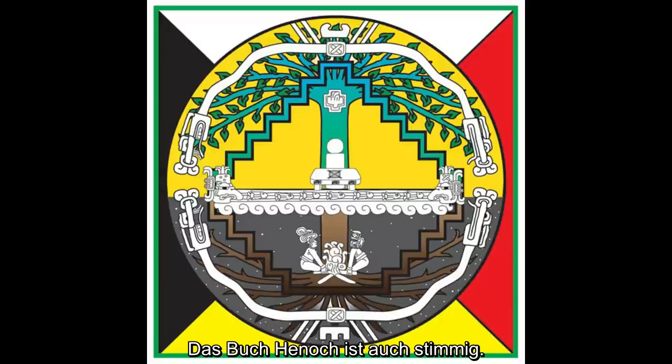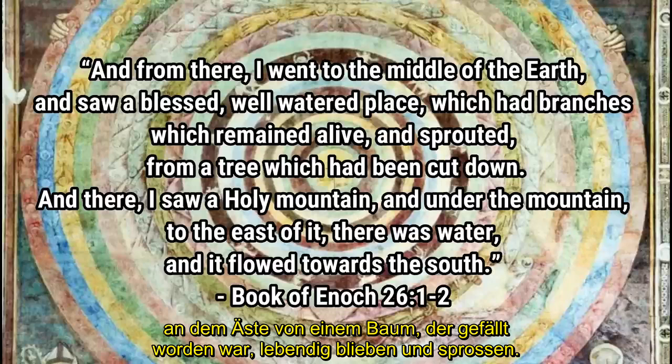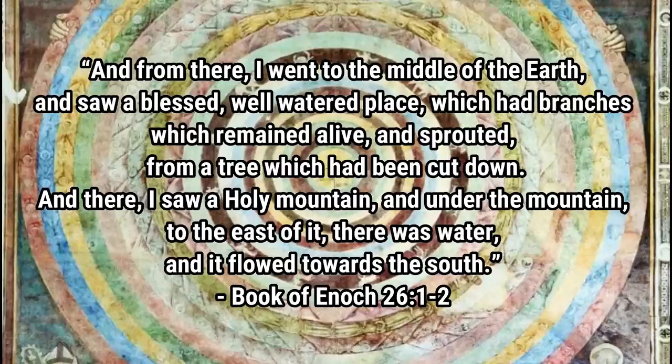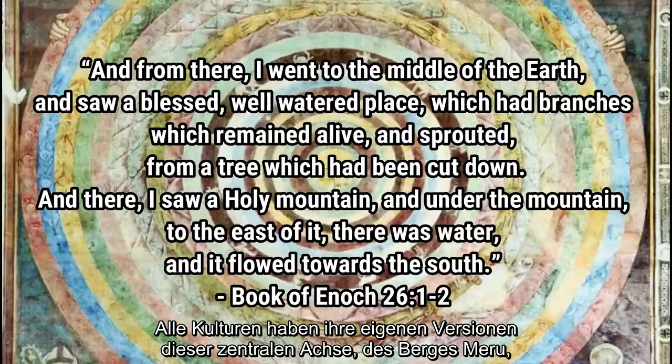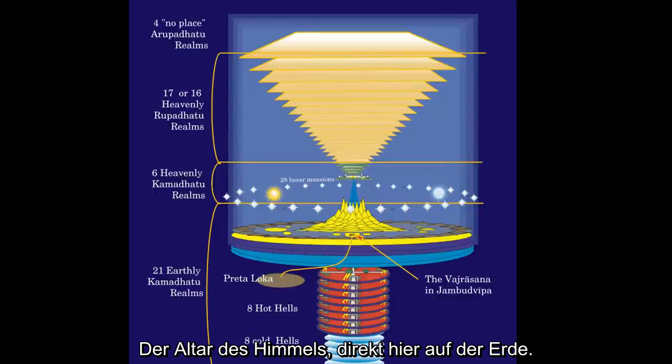The Book of Enoch is also consistent. "And from there, I went to the middle of the earth and saw a blessed, well-watered place, which had branches which remained alive and sprouted from a tree which had been cut down. And there I saw a holy mountain, and under the mountain, to the east of it, there was water, and it flowed towards the south." All cultures have their own versions of this central axis, Mount Meru, or what the Bible refers to as the tree of life. Heaven's altar right here on earth.